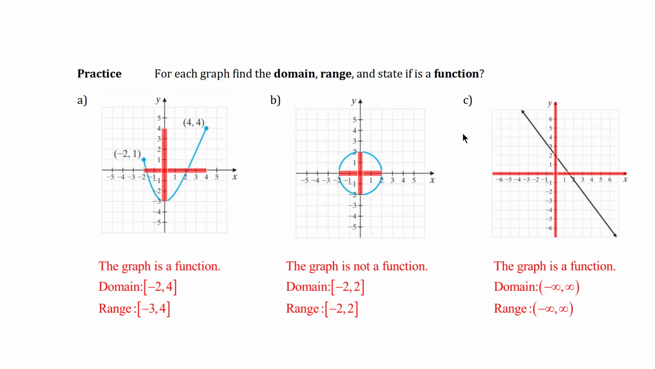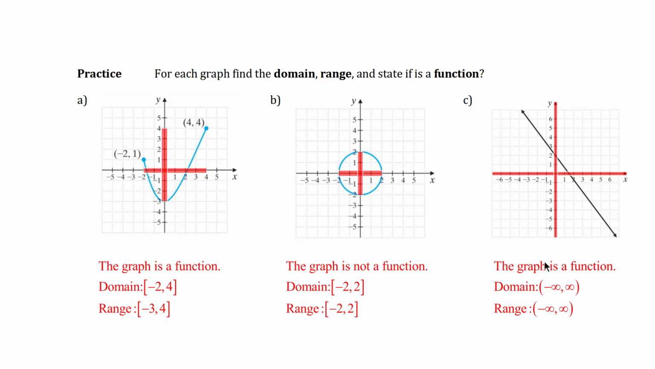Moving on to part C, you can see that this graph would pass the vertical line test, so this is the graph of a function. Because this graph extends in the left and right direction, as well as in the up and down direction, this means that our graph uses all of the x values on the x-axis for the domain, as well as all of the y values on the y-axis for the range.